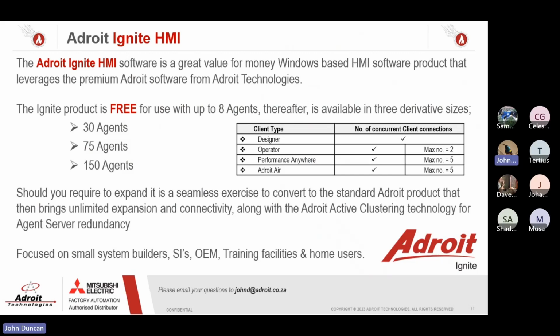So the Adroit Ignite comes in 4 different varieties or sizes. There's the free one, which has got 8 agents, and then they have a 30 agent system, a 75 and 150 agent system. And it's ideal for small system builders, system integrators, OEMs, and also for training facilities. On top of the agents that come with the package, you can actually expand to have 2 operators or 5 Performance Anywhere mobile clients, or Adroit Air, which is a mobile phone client. You can have a maximum of 5 of those to complete your system.